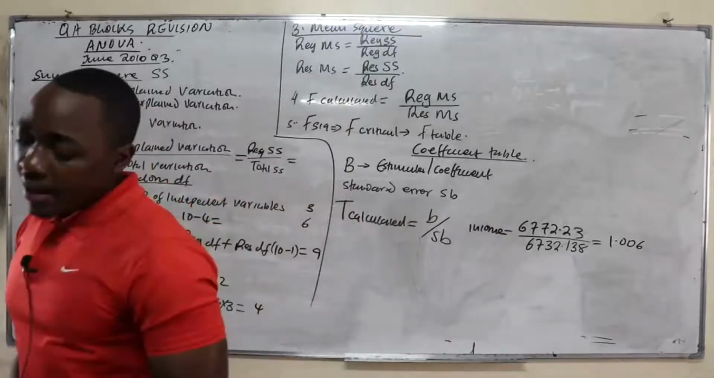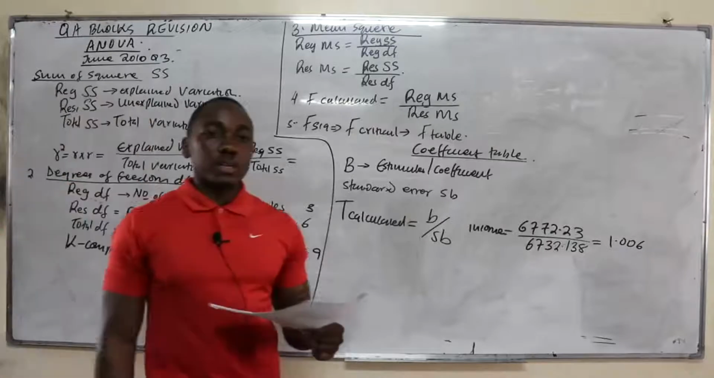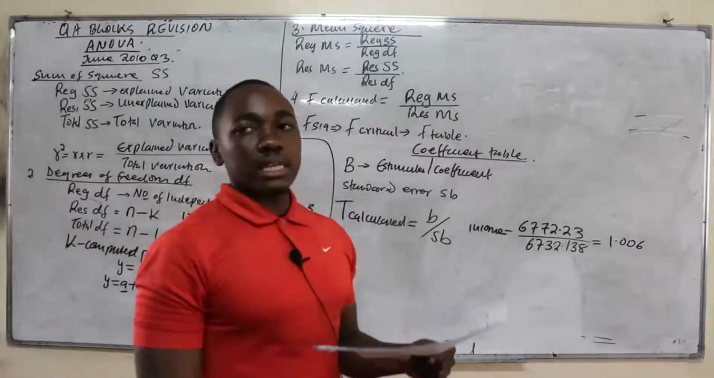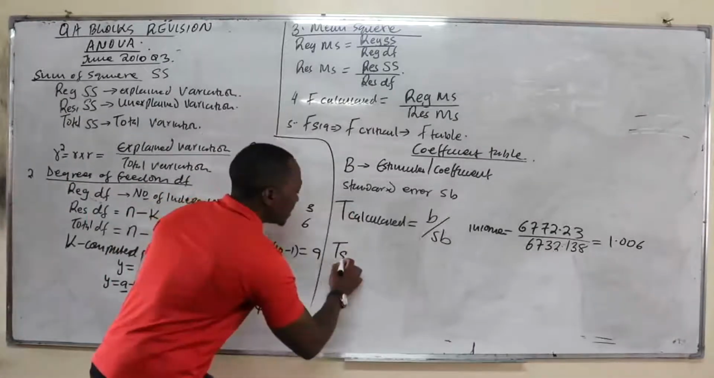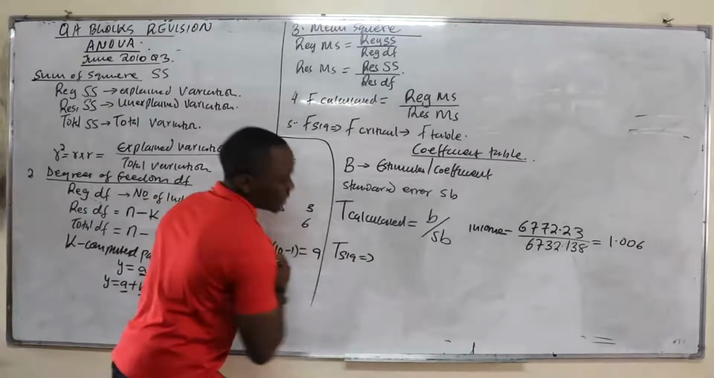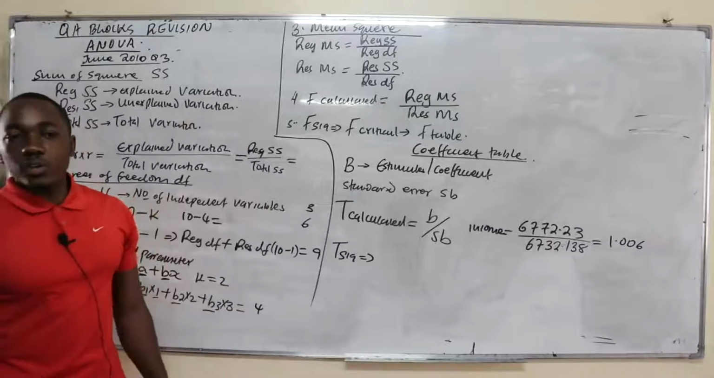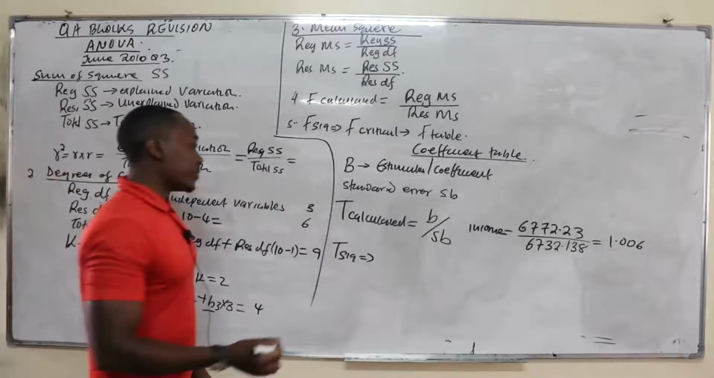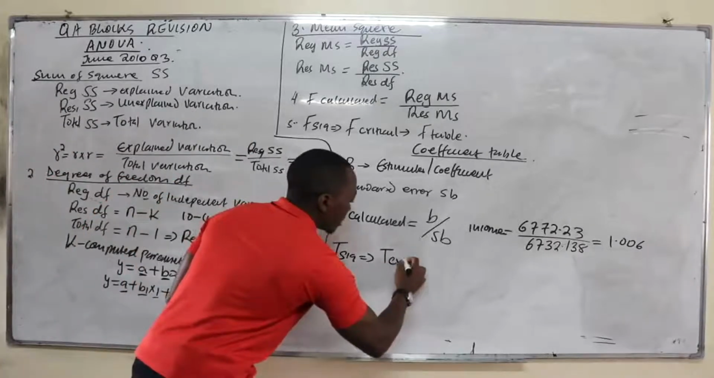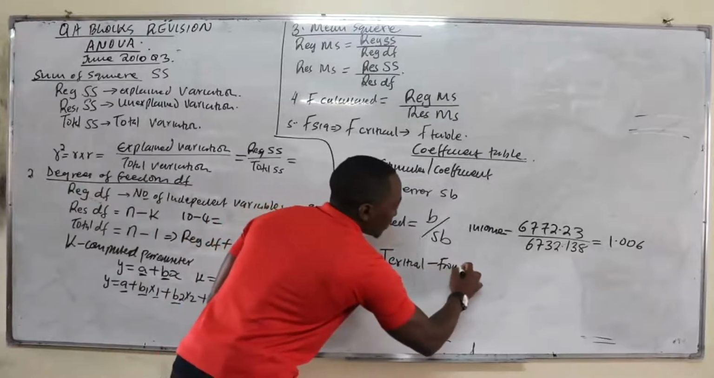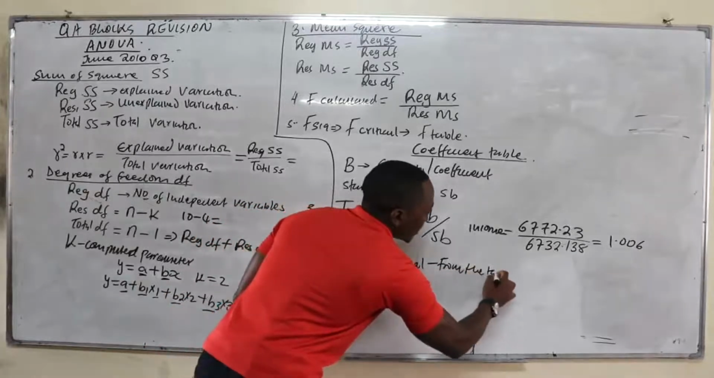And then after T, we have what? Can you see Sig? Sig means it's T significant. And this is what you use to read from the T table. I showed you how to read the T table when you are doing hypothesis testing. So it's also known as T critical, and you read it from the table.